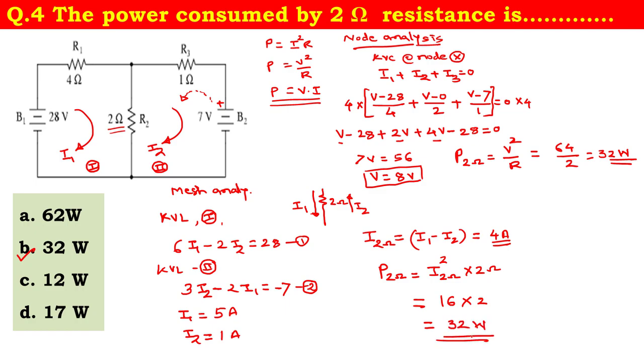That means if you solve the problem using node analysis, your answer is 32 watts. And if you solve the problem using mesh analysis, again the answer is 32 watts. Now you have to practice a particular method so that you can quickly get the answer.